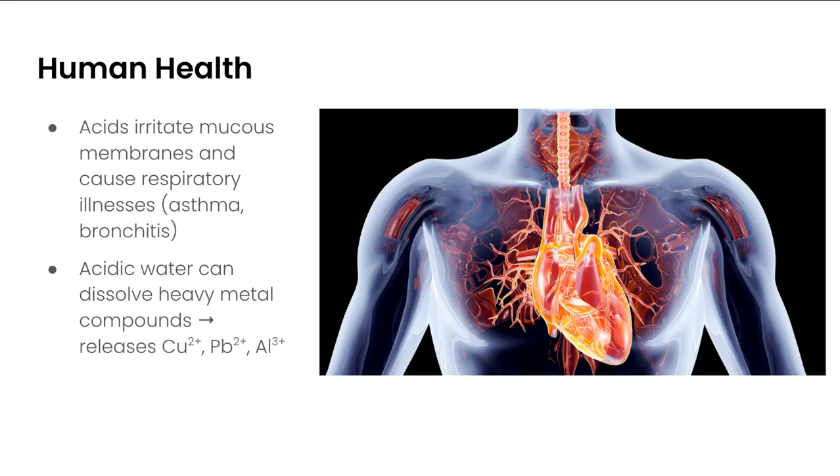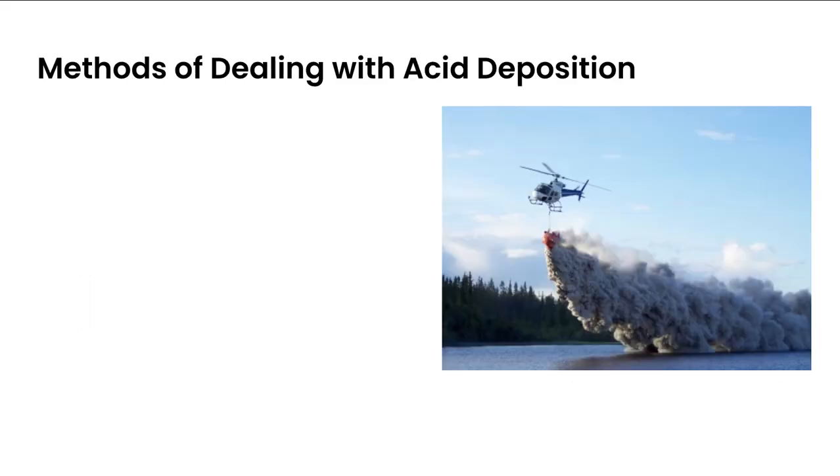and can release ions like copper, lead, and aluminum, and those have been implicated in many human diseases. For example, one implication is around the development of Alzheimer's disease. And so, again, deposition can have quite an impact on our human health. So, how do we deal with acid deposition?